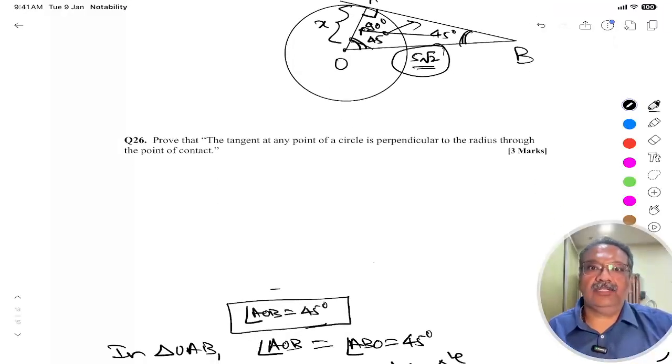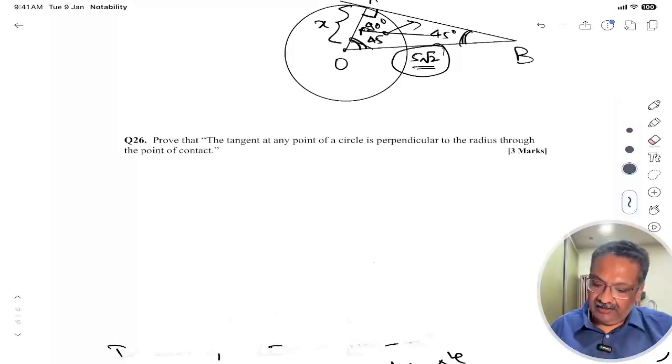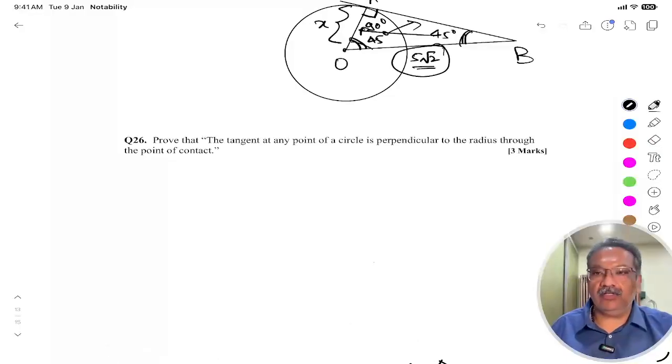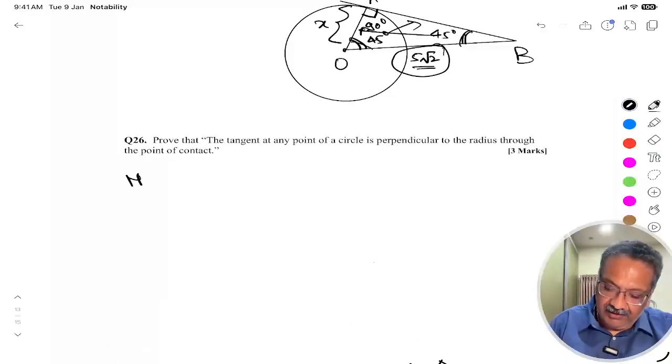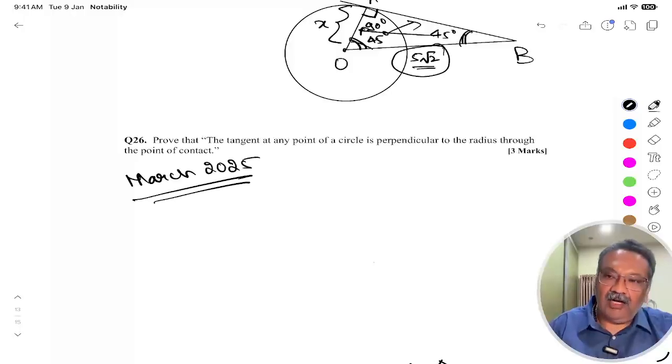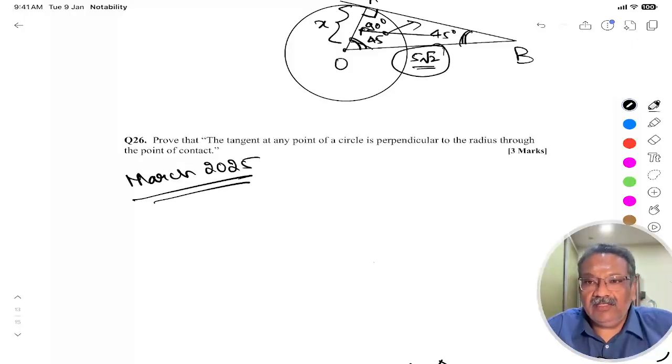Now the 3-mark question. Prove that the tangent at any point of a circle is perpendicular to the radius. This is the same, again repeated from March 2025. Up to March 2025 they have asked theorem 2.